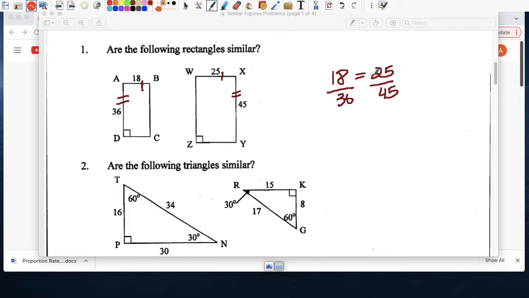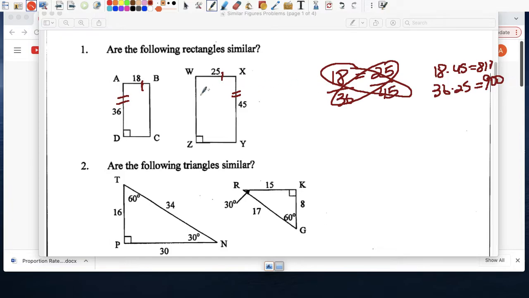18 times 45, that gives you 810. So if I multiply these two, I get 810. If I multiply these two, 36 and 25, what will I get? I'll get 900. So, oops, not proportional.